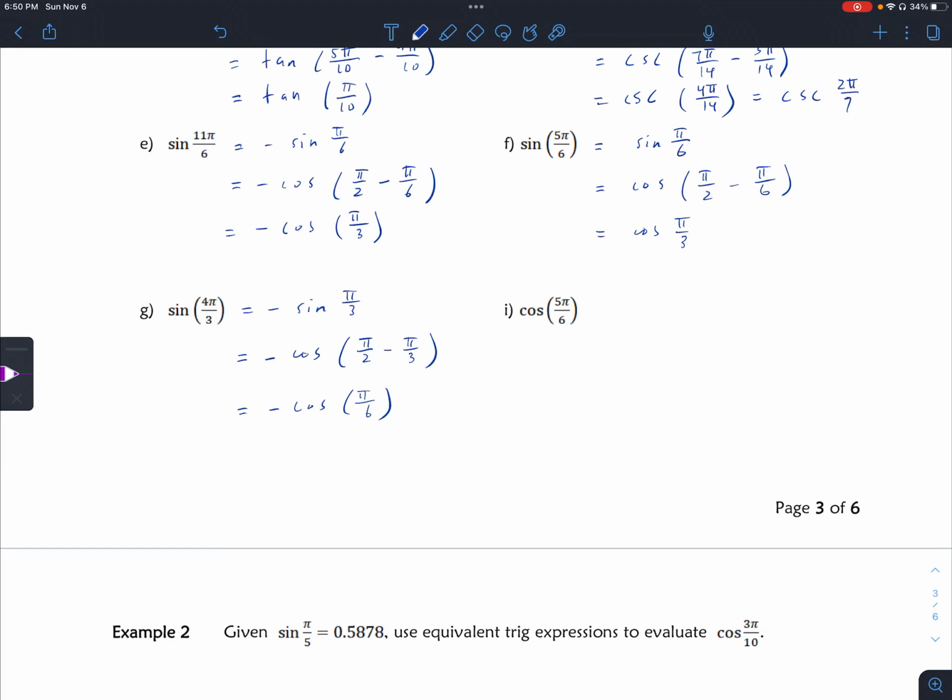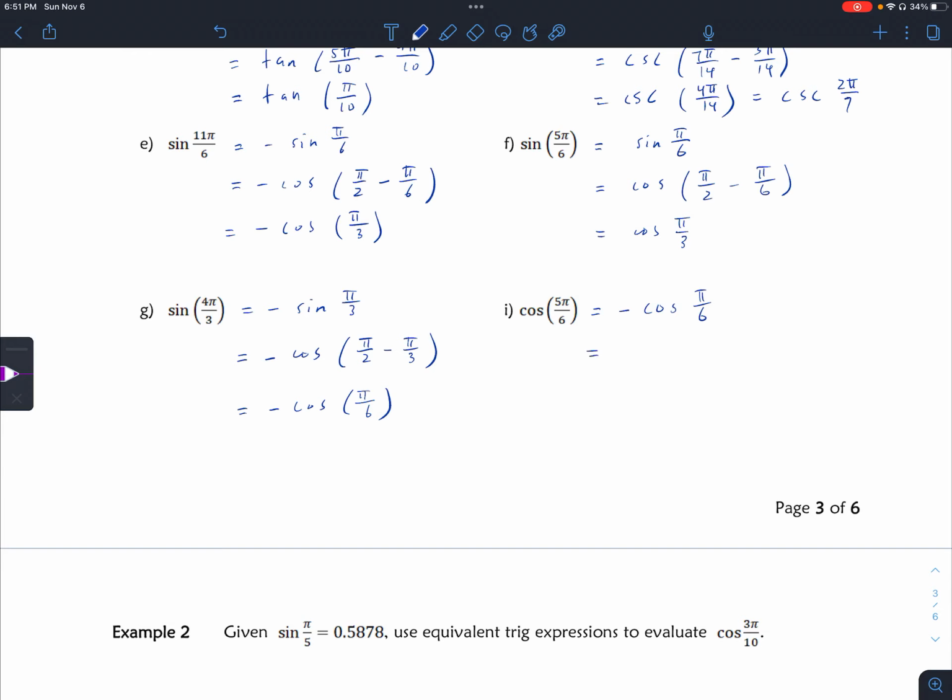Okay, now looking at cosine of 5 pi over 6. First we have to figure out which quadrant this is in. 5 pi over 6 is slightly less than pi, because pi would be 6 pi over 6. If you take pi over 6 away from pi, you get 5 pi over 6. Now, we know that in the second quadrant, cosine is negative, according to the CAST rule. And our related acute angle is pi over 6. So we can write this as negative cosine of pi over 6, if we write it in terms of its related acute angle.